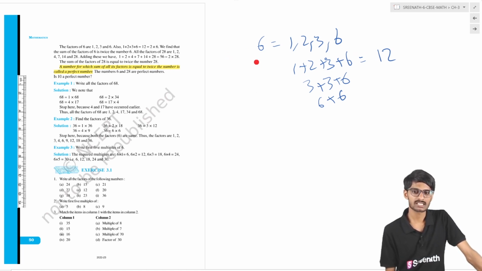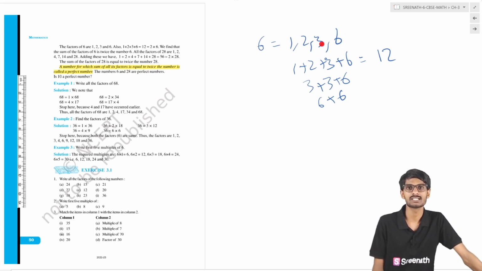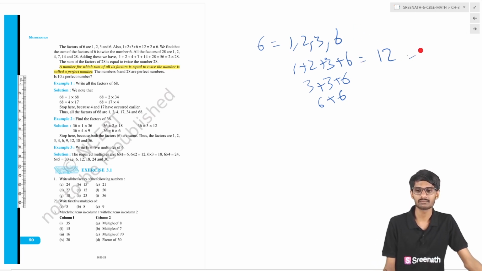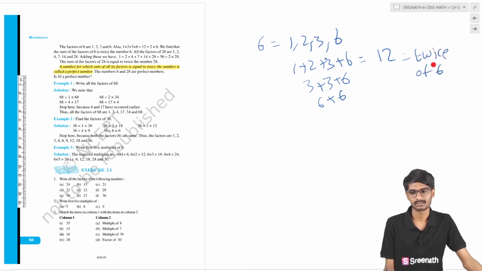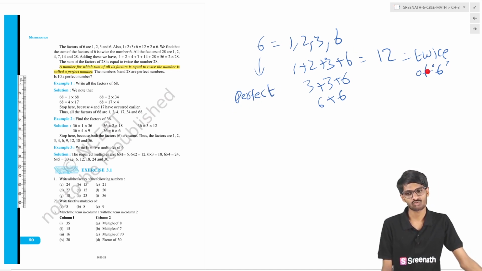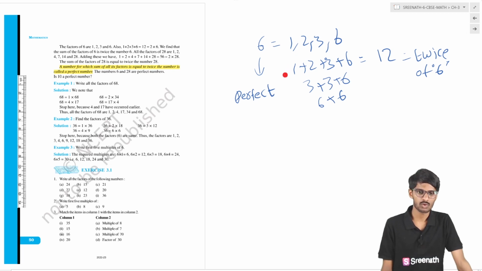What you observe is that the factors of 6 are 1, 2, 3 and 6, and the sum of all these factors is 12, which is nothing but twice 6. So a number for which the sum of all its factors is equal to twice the number is called a perfect number. So we call this a perfect number. Why perfect number? Its factor sum is twice its number. Okay students, one more example.